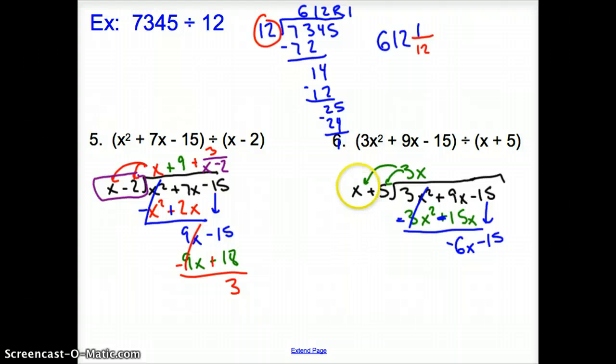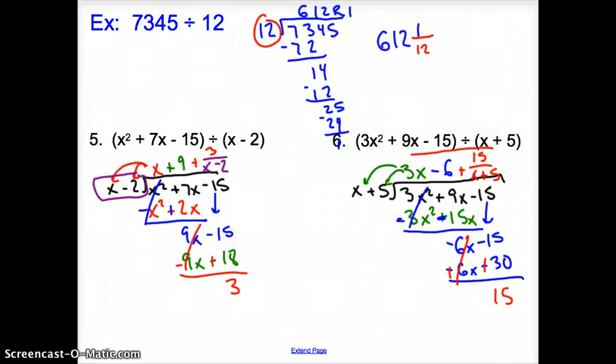So now we have to match this x with the negative 6. So that's going to be a negative 6. Negative 6 times x is a negative 6x. Then a negative 30. Now we can switch the signs. Switch here, gone. This turns into 15. So it's going to be plus 15 over, what are we dividing by? x plus 5 for our solution.